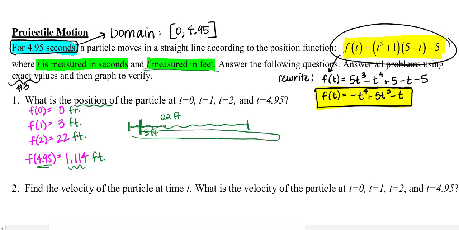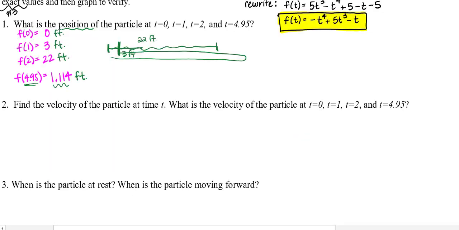Okay, number 2 says find the velocity of the particle at time t. So the velocity of my particle I will call v of t. So that is the first derivative of my function. That's just power rule, so we should be very good at that by this point. What is the velocity of the particle at the same times 0, 1, 2, and 4.95? So I will write I'm finding v of 0, v of 1, v of 2, and v of 4.95.